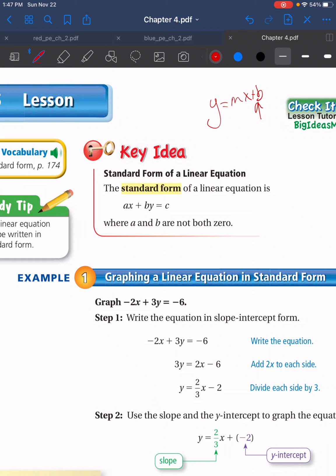A and b cannot be 0. So first thing I want you to do is write everything down that's in this little red box, okay? Standard form of a line equation, standard form is ax plus by equals c. A and b cannot be 0, okay? Go ahead and write that down. You can pause my video if you need to.